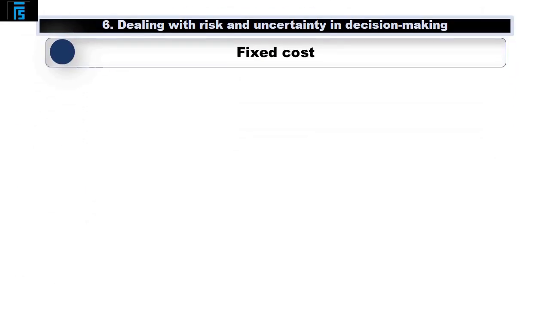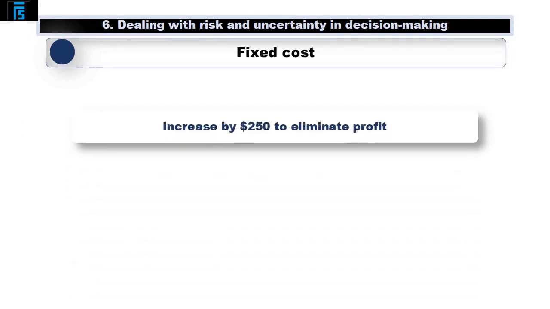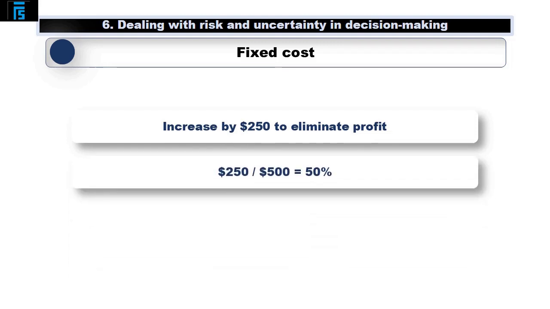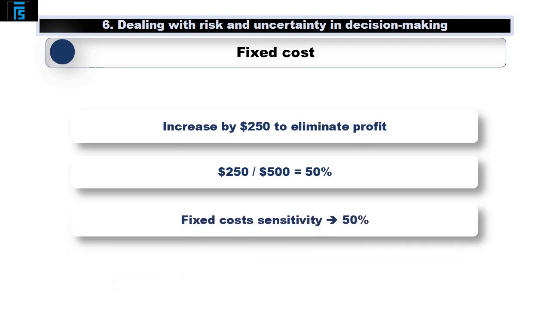Finally, fixed cost. Fixed costs would need to increase by $250 from the current $500 to eliminate the profit entirely. This is an increase of $250 over $500 is 50%. Jack is 50% sensitive to his estimate of fixed costs.